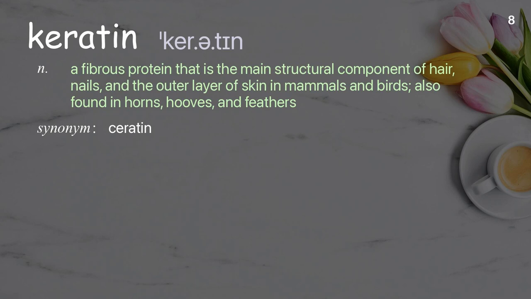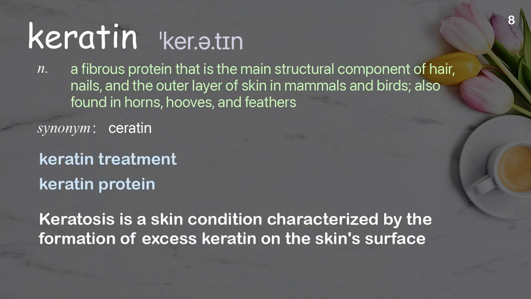Keratin. A fibrous protein that is the main structural component of hair, nails, and the outer layer of skin in mammals and birds, also found in horns, hooves, and feathers. Examples: Keratin treatment. Keratin protein. Keratosis is a skin condition characterized by the formation of excess keratin on the skin surface.